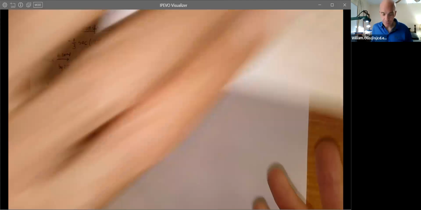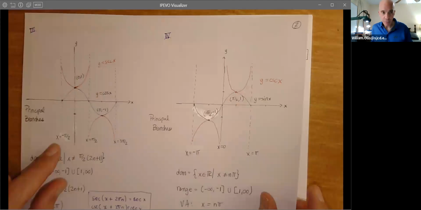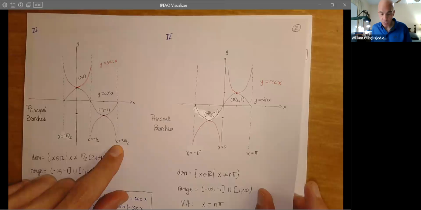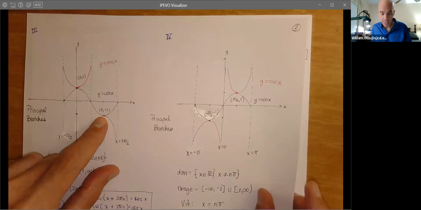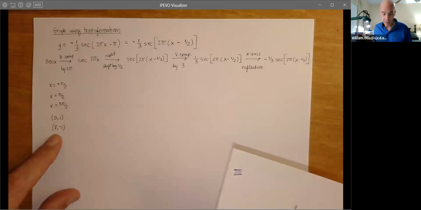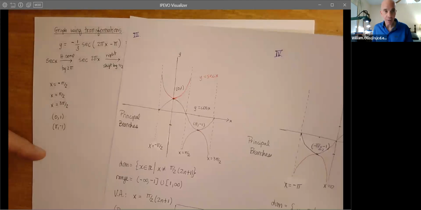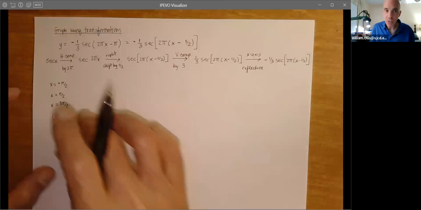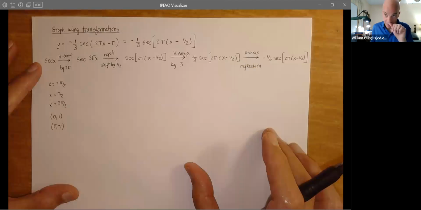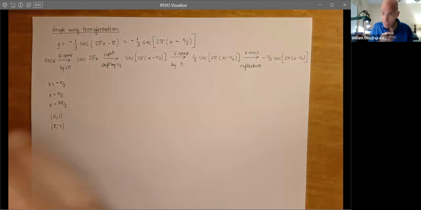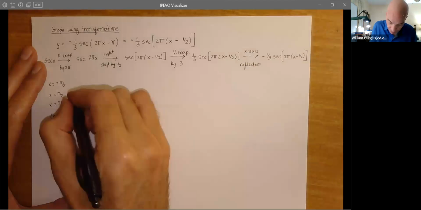Now, let me just remind you, remember our picture: x equal negative pi over 2, x equal pi over 2, x equal 3 pi over 2, and then we have the points pi, negative 1 and 0, 1, which is what we have here. So when you compare the two, that's what I've written here. All right. So these objects define the principal branch. And since we're going to use the parent shape to get our final picture, this is all we need to do that. So let's go ahead and do this.